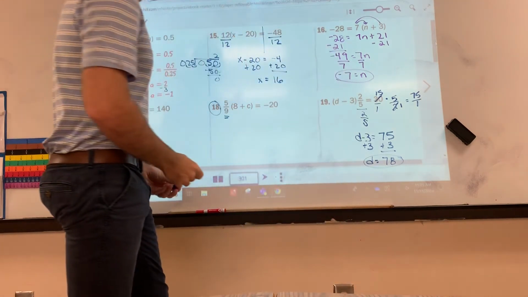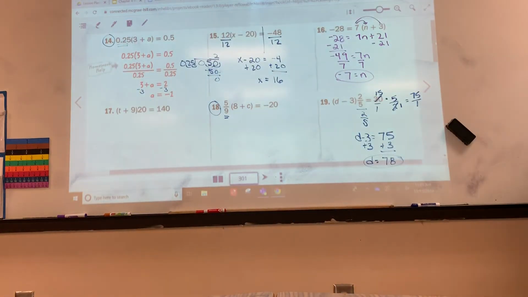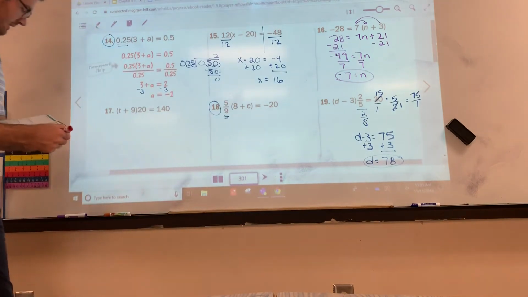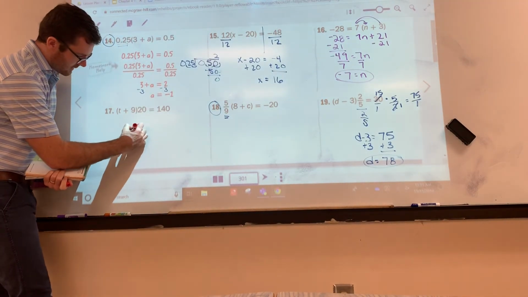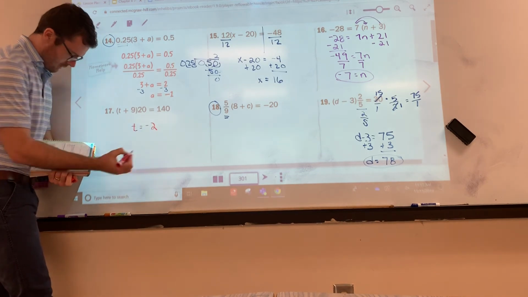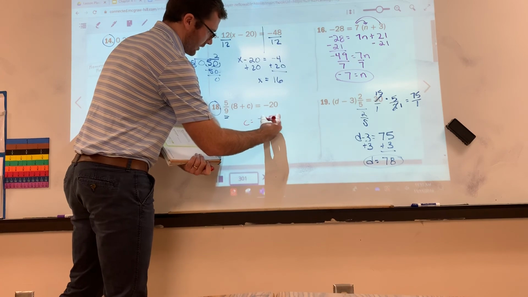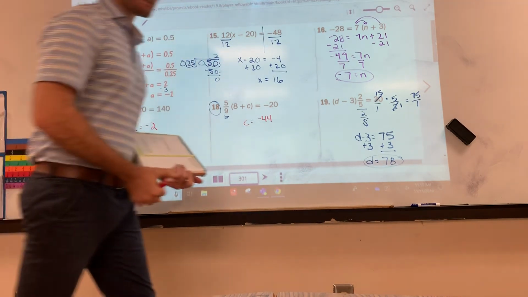All right, I'm going to let those be your examples for today, but I am going to put the answers to the other problems up here. I do expect you to show your work to show me that you actually tried this. If you get it wrong, you should try it again. Maybe get some help if you get it wrong. T equals -2, and C equals -44. All right, good luck, test tomorrow.